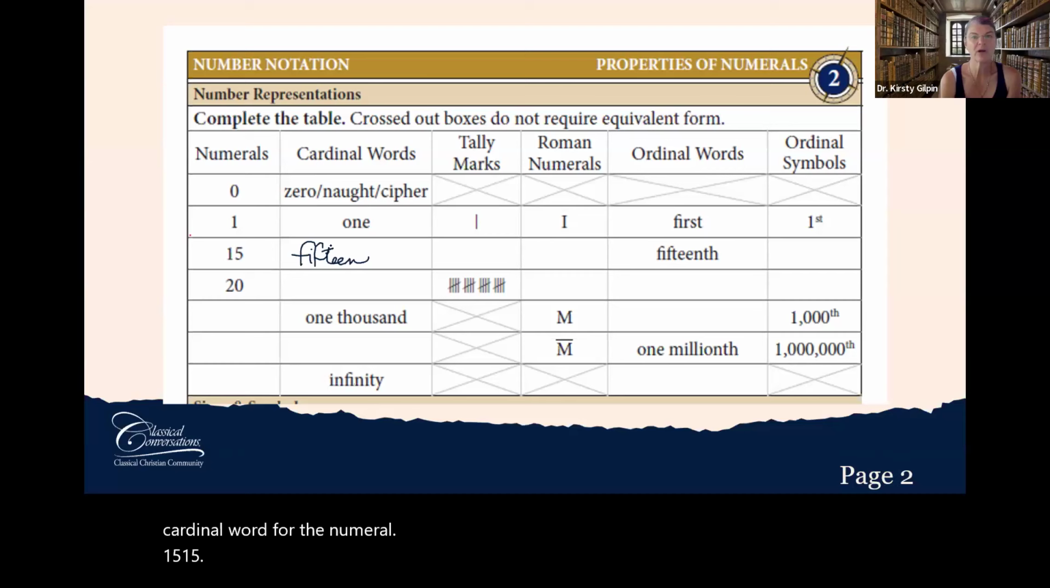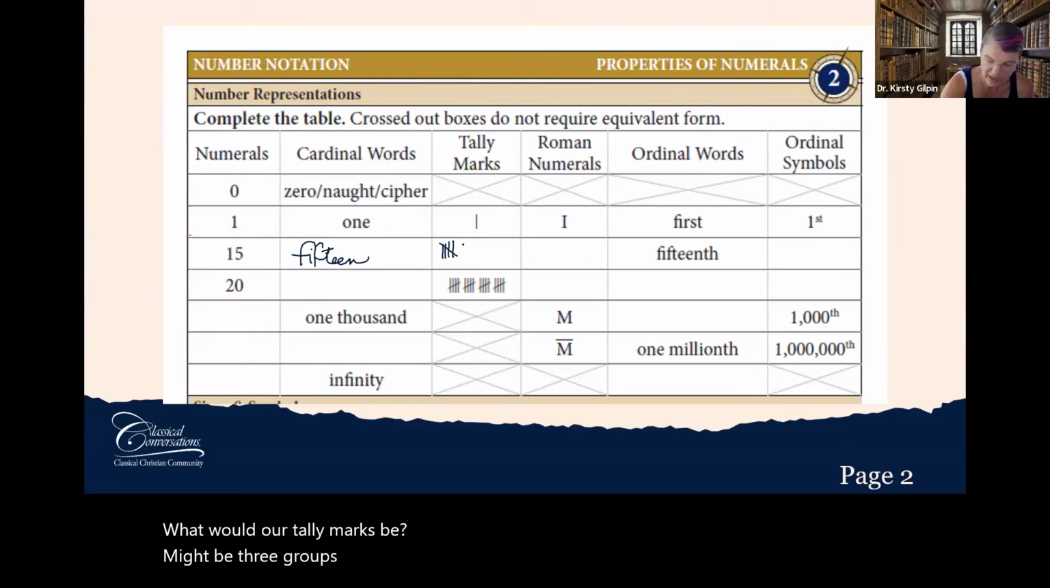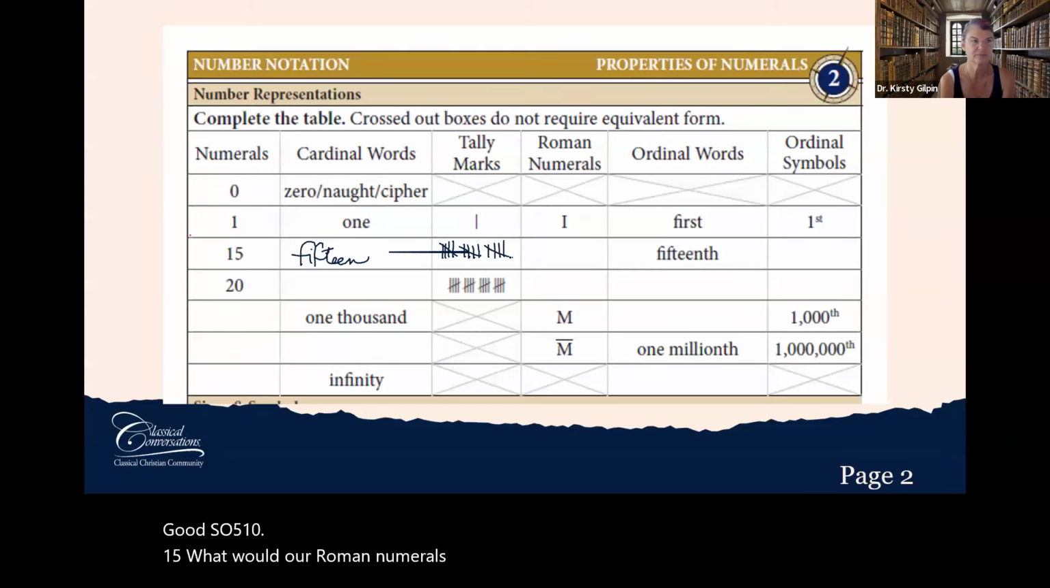What would our tally marks be? It would be 3 groups of the 4 with 1 crossing through. So 5, 10, 15. What would our Roman numerals be? XV. XV. And how would I write the ordinal symbol for 15?